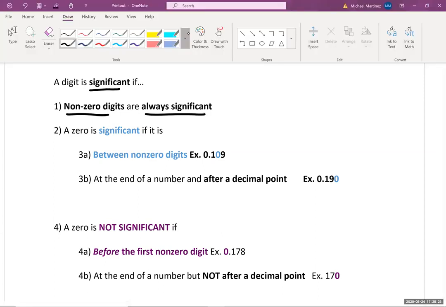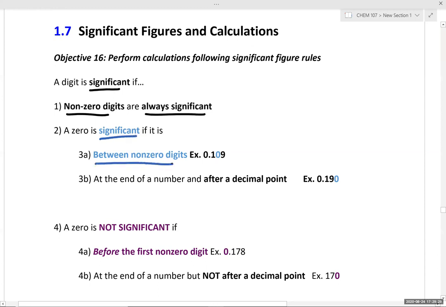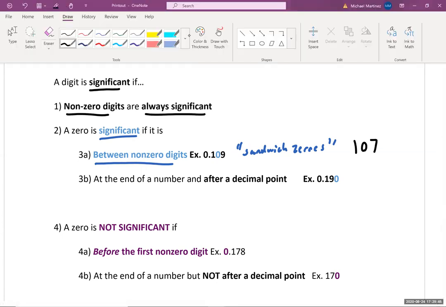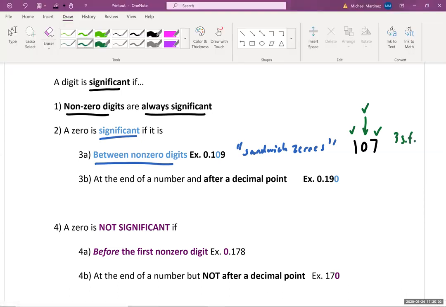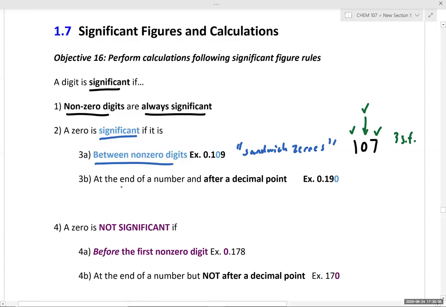A zero is significant if, one, it's between non-zero digits. I like to call these sandwich zeros because they're sandwiched between two numbers. So for example, 107, we'd have a total of 3 significant digits because 1 and 7 are significant, and this 0 is between non-zero digits, so it's also significant. So this number would have 3 significant figures.